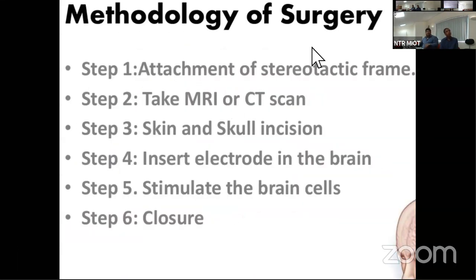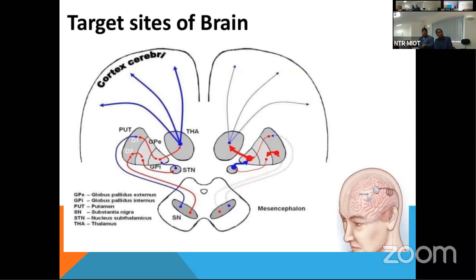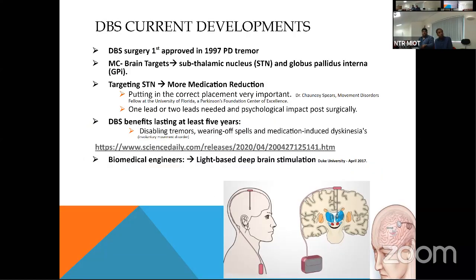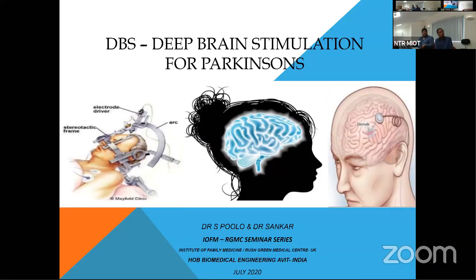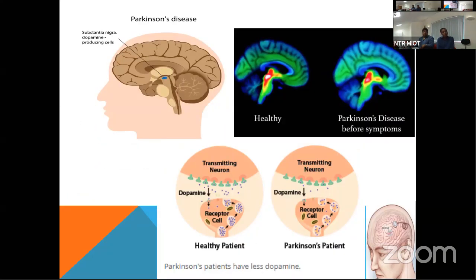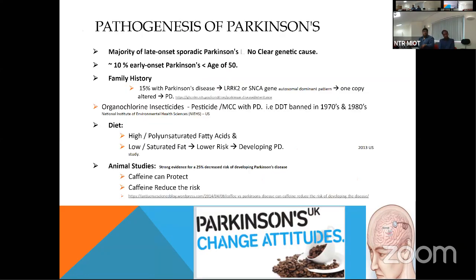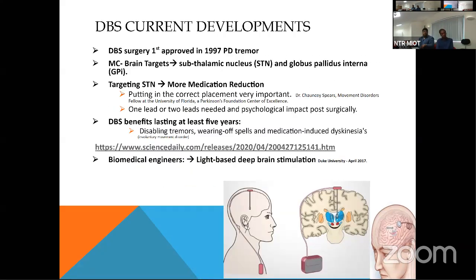Dr. Pula will discuss the method. Method of surgery: as step one, you have to attach a stereotactic frame. The picture is there, no? In the previous slides, we showed you the stereotactic frame itself. The very first one, you will see this is the stereotactic frame, which is attached to the head. First, it should be done in a tertiary care hospital, not a secondary care hospital. There should be a neurosurgical procedure room and intensive care unit, all should be there.